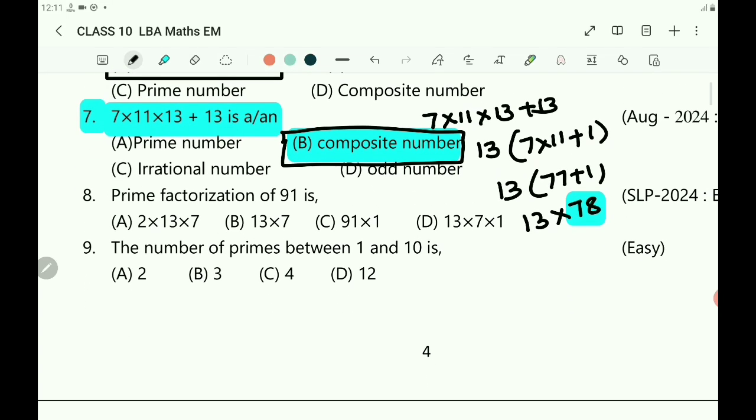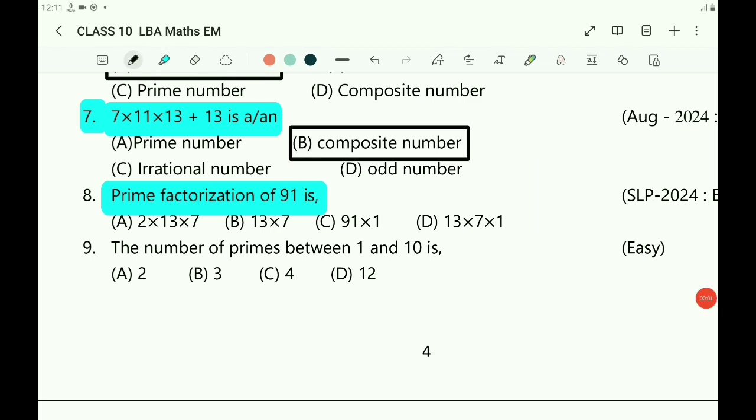Then come to question number 8. Prime factorization of 91 is. So better to factorize it directly. Write 91. You know that 91 is not divisible by 2. The first prime number is 2. It is not divisible by 2, so you try it by 3. This is also not divisible by 3 because 9 plus 1 equals 10, which is not in the table of 3. Next you try it by 5. As the unit digit is not 0 or 5, the unit digit is 1, so it is also not divisible by 5.